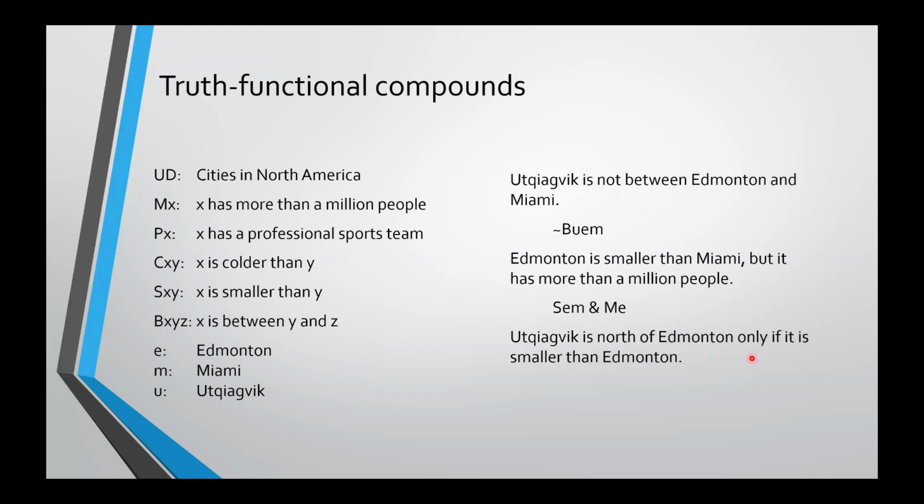Utqiagvik is north of Edmonton only if it is smaller than Edmonton. So Utqiagvik is north of Edmonton will be N, Utqiagvik, Edmonton, so NUE. It is smaller than Edmonton, S, Utqiagvik, Edmonton, SUE. And then of course, only if, remember, is the conditional. So we have NUE implies SUE.